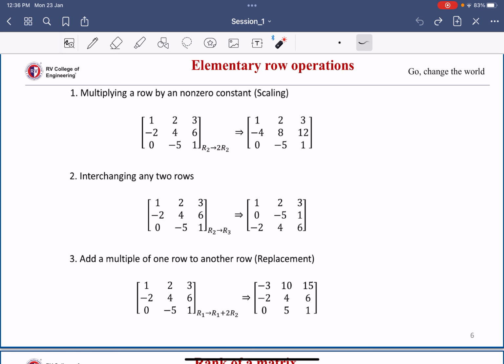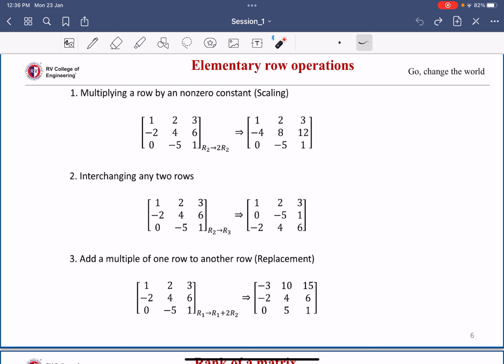So when I multiply the second row elements by the constant 2, I get the resultant matrix as 1, 2, 3, minus 4, 8, 12, which is obtained by multiplying the second row of the original matrix by the constant 2. The first row and the third row are retained as they are.